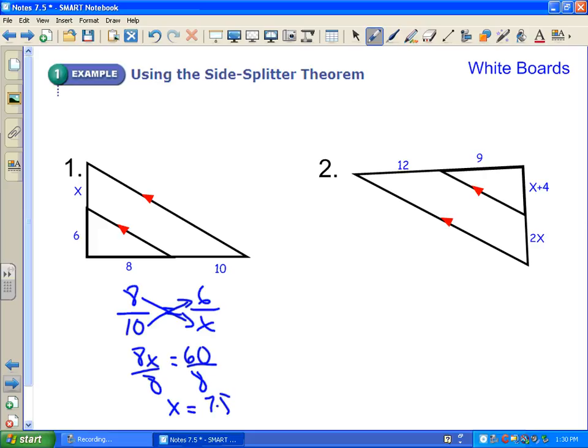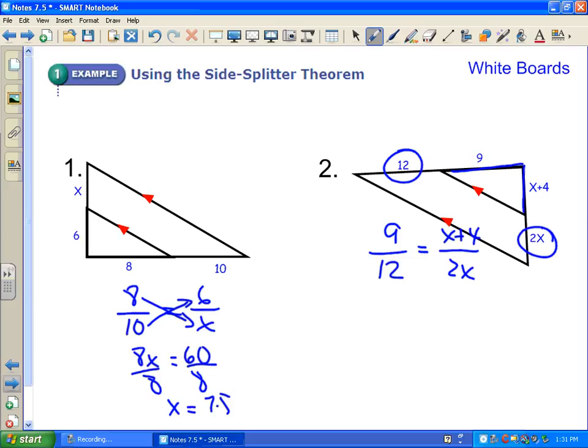Now over here, 12 and 9 are your two, but 9 is on the triangle and 12 is on the trapezoid at the bottom. We can compare that to x plus 4, which is on the triangle, because triangle to triangle can be measured as the tops. And then the 2x and the 12 are both on the bottom below the side splitter, so that means they can go on the bottom of the fraction.